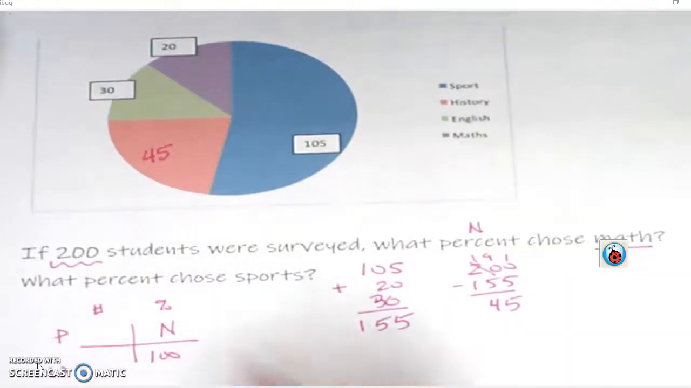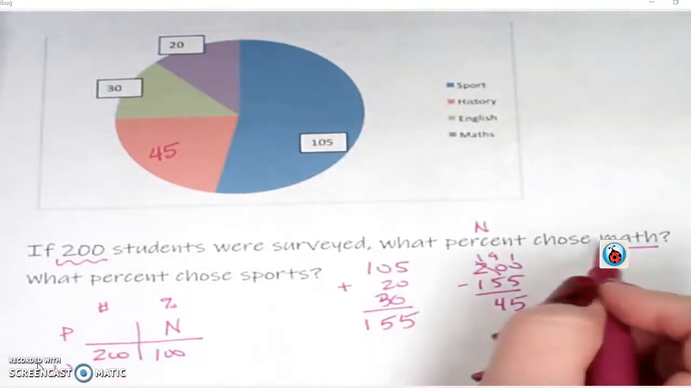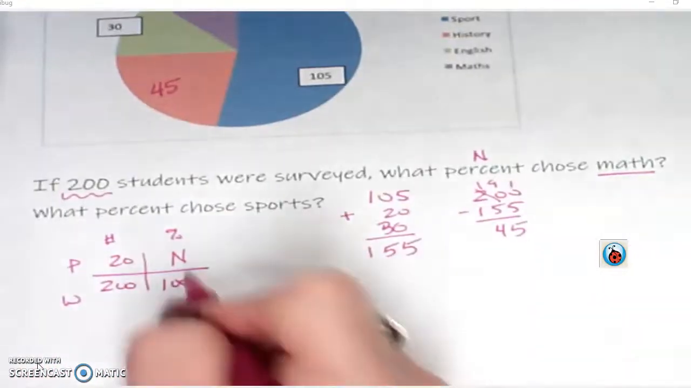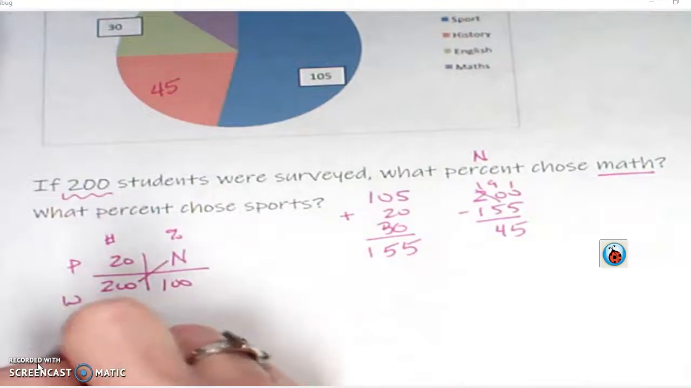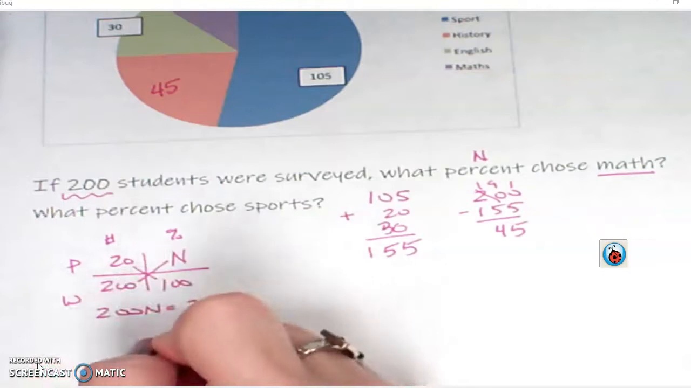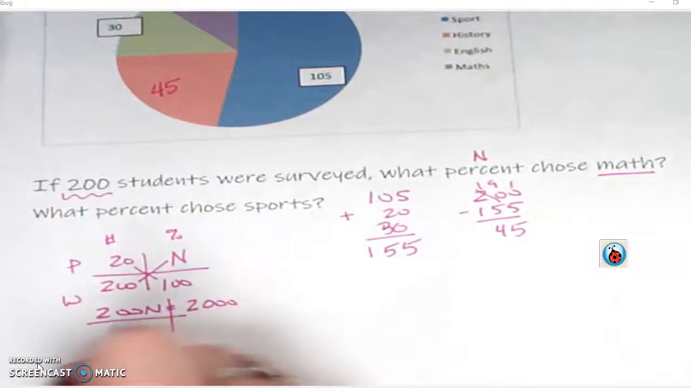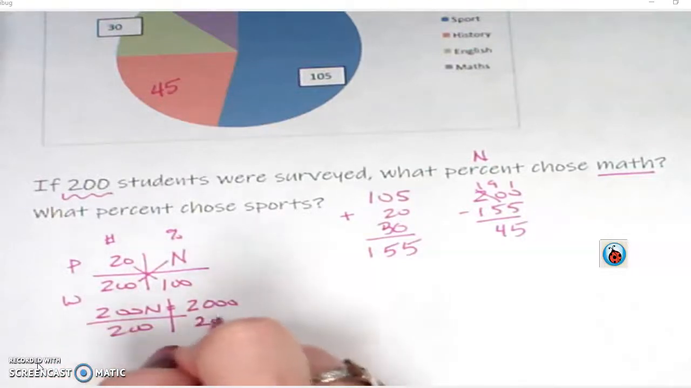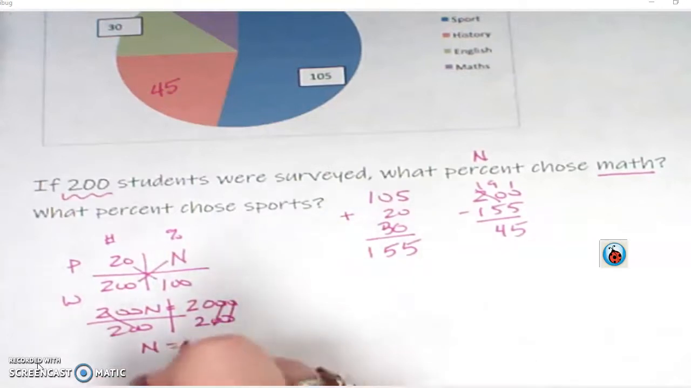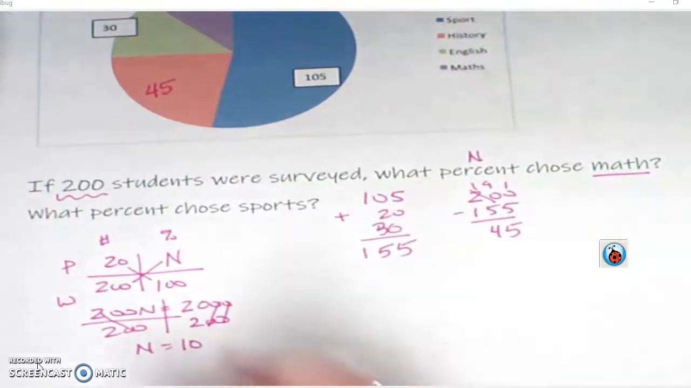Out of 200 people, and we're talking about math, and math is 20. I could cross multiply again. 200 times n is 200n. 20 times 100, well, 2 times 1 is 2. Add 3 zeros. Two goes into 20, and my answer is 10. 10%.